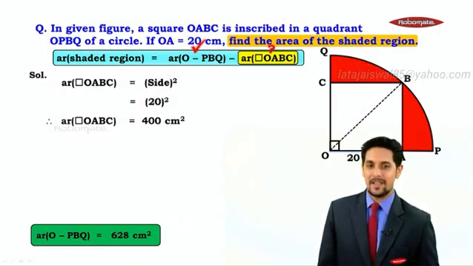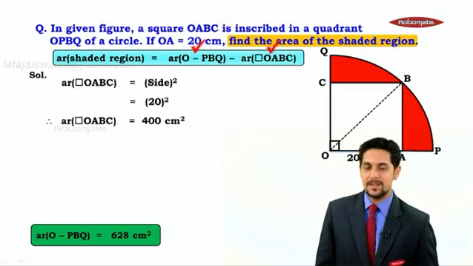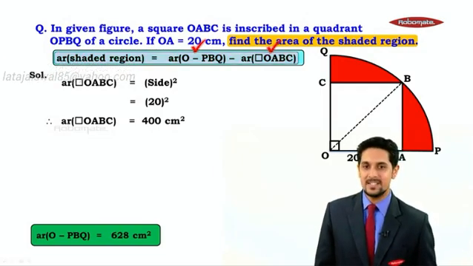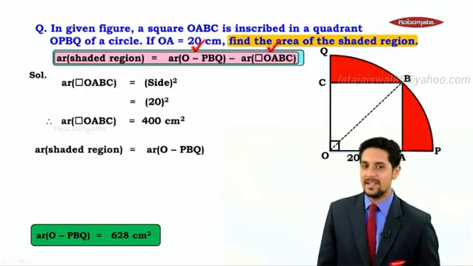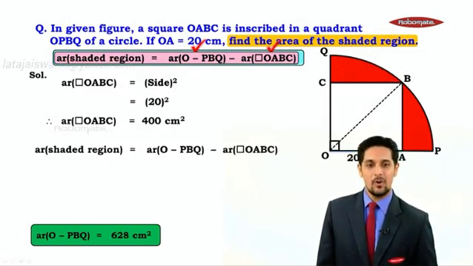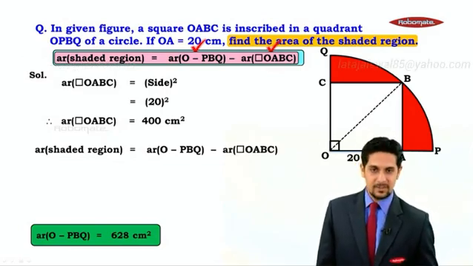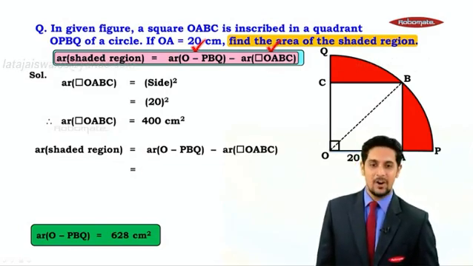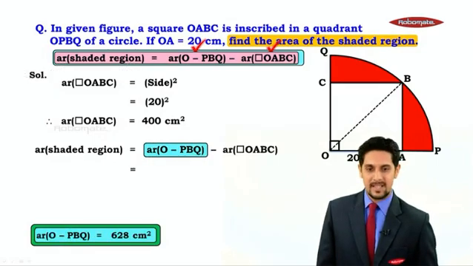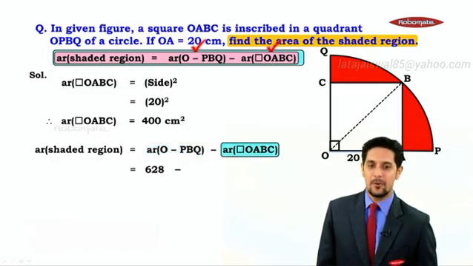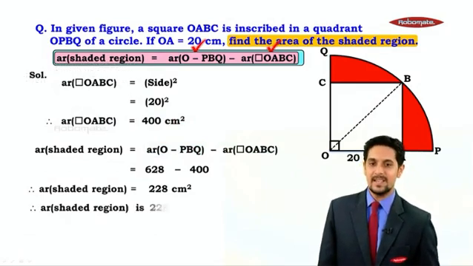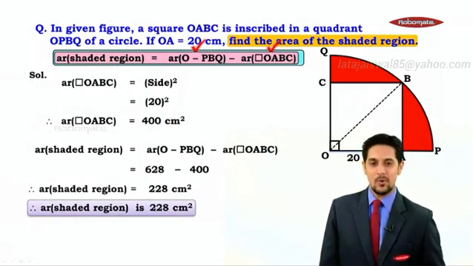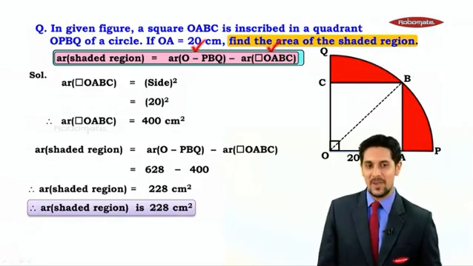Now students, we have calculated both the parts of the sum. Now we can easily find the area of the shaded region, which is equal to area of the sector O dash PBQ minus the area of the quadrilateral OABC. Now let us substitute the respective values. We have the area of the shaded region is equal to 628 minus 400, which is equal to 228 centimeters square. Now students, we can say that the area of the shaded region is 228 centimeter square. Thank you.